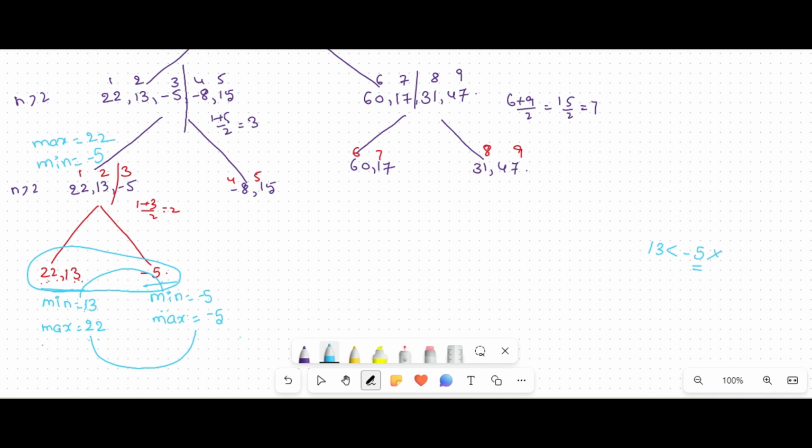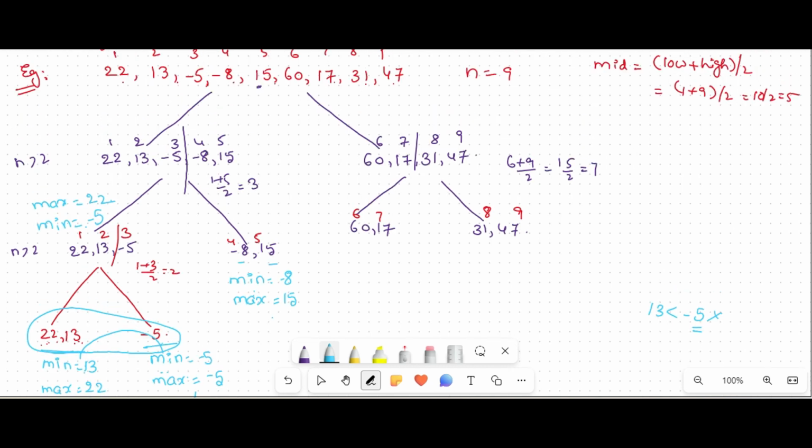Okay. Now see here, two elements are there. So which one is minimum? Minimum is minus 8. Which one is maximum? Maximum is 15. Now combine these two. How to combine? This minimum is compared with this minimum. This maximum is compared with this maximum element. So now what shall we get here? So now minimum equal to, here it is minus 5. Here it is minus 8. Which one is minimum? Minus 8. Maximum here it is 22 and here it is 15. So maximum here it is 22.